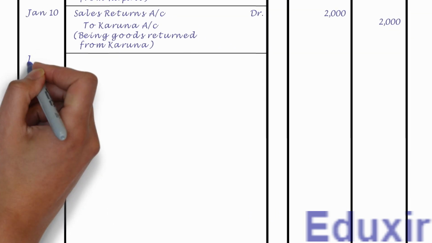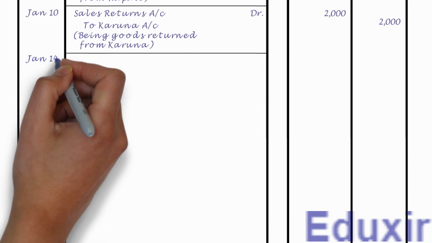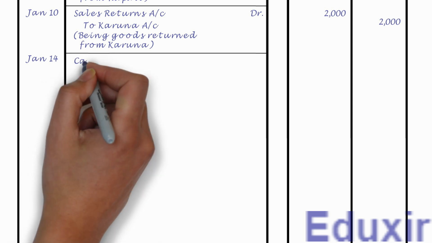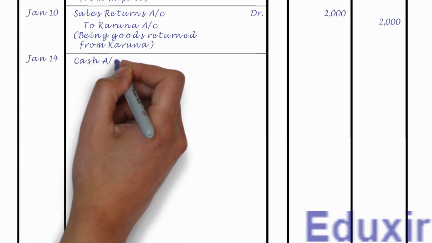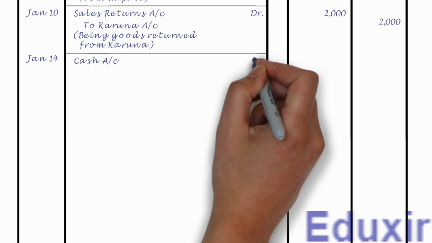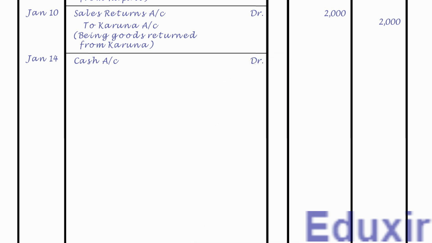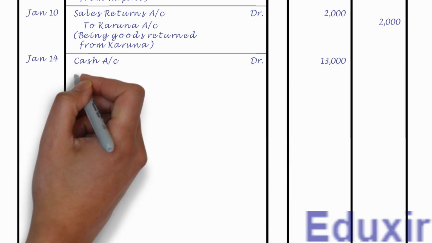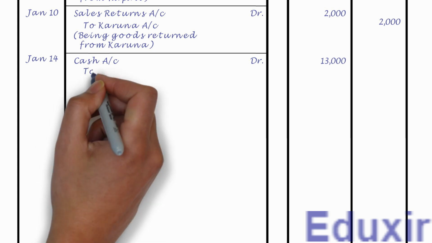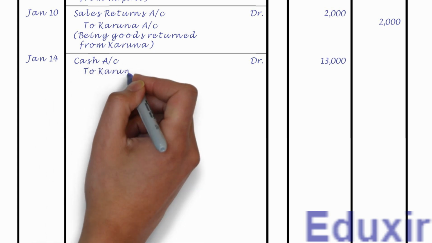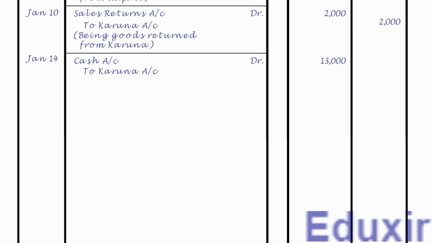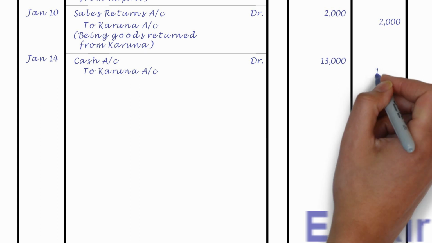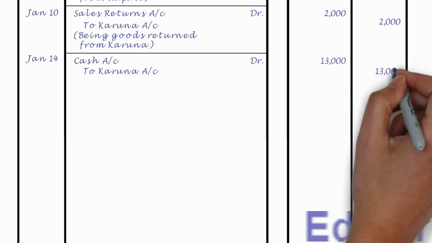Let us first record the date. Let us then record the cash account as the debit entry. Let us also write the text DR to indicate that this is a debit entry. Let us now record the debit amount of 13,000 rupees into the debit amount column. Leaving a margin, let us now record the Karuna account as the credit entry. Let us also record the credit amount of 13,000 rupees into the credit amount column.